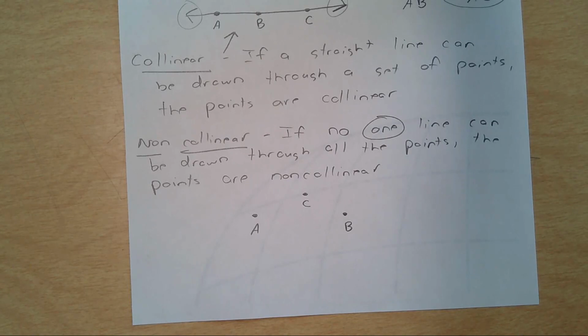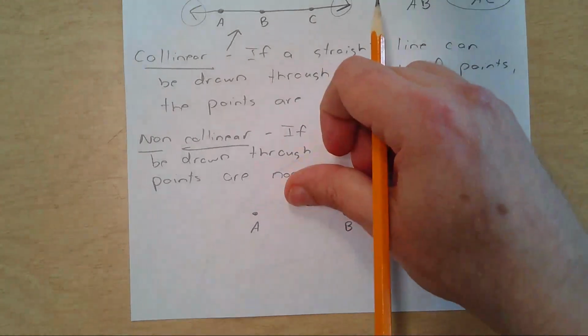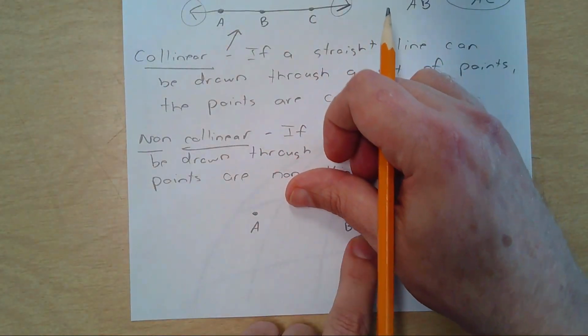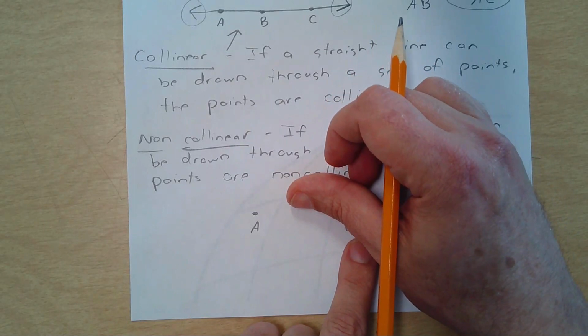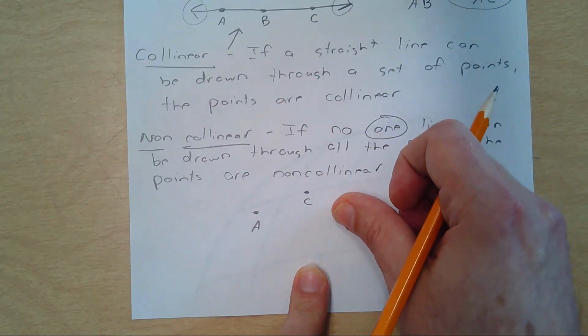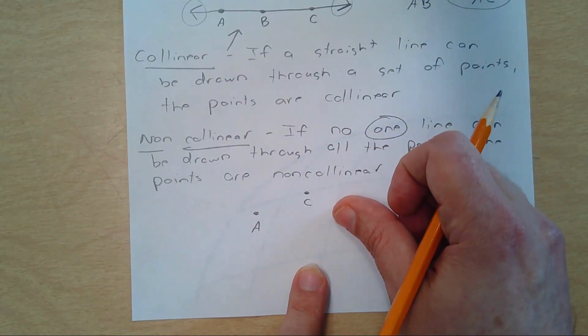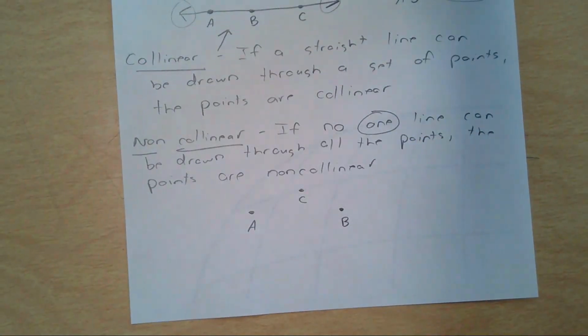Now, if I drew just one line, and eliminated one, I could just draw a line through A and B. Now, they would be collinear points. And I could draw a line through AC, and AC would be collinear points. But there's simply no way A, B, and C can be collinear points, because I can't draw one line through all 3 points. Okay? Agree with that?